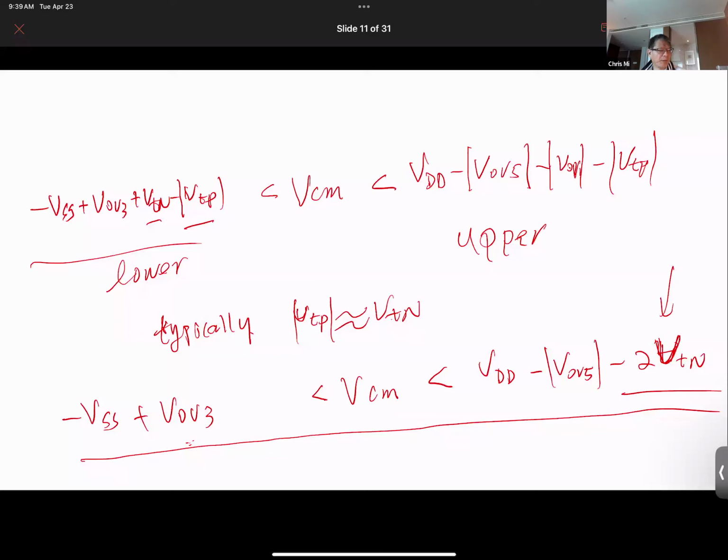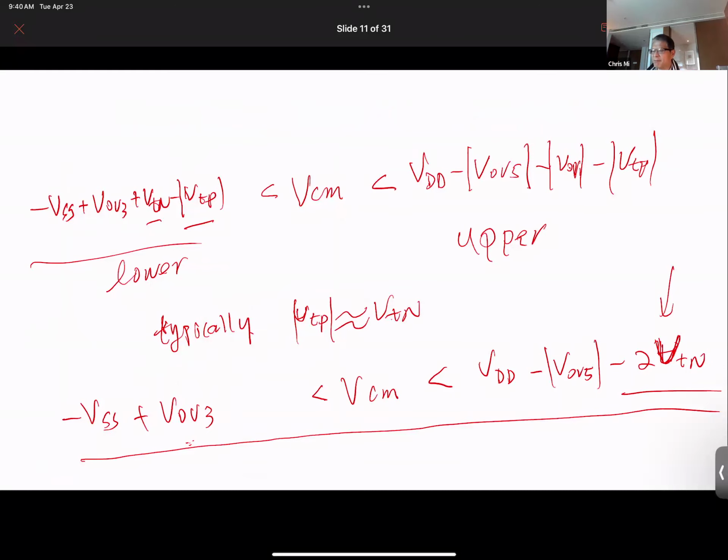And therefore, we have this input common mode range. So you remember the reason we talk about it, the common mode range, is because we want to make sure if our input is too big, the system will not work. All the transistors have to be in saturation in order for the system to work, right? So therefore, we want to make sure that our common mode input is in a certain range.